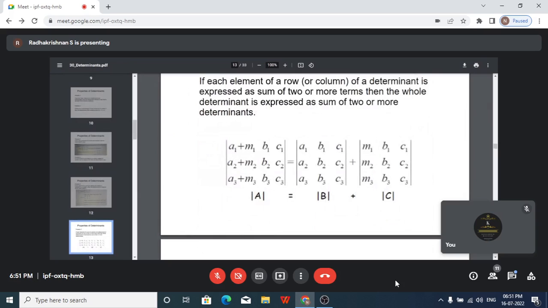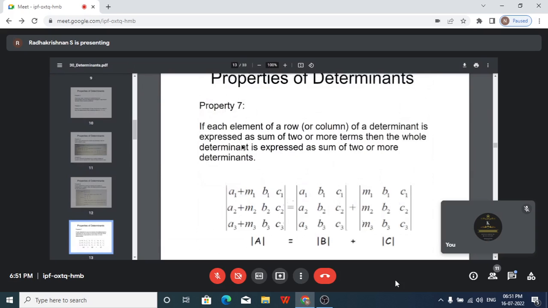Okay. This next property: take any row or a column, in this case let's take the first column, and write it as a1 plus m1, a2 plus m2, a3 plus m3. That is equivalent to writing it as two determinants like this, a1 b1 c1, a2 b2 c2, and so on. These two are equivalent.